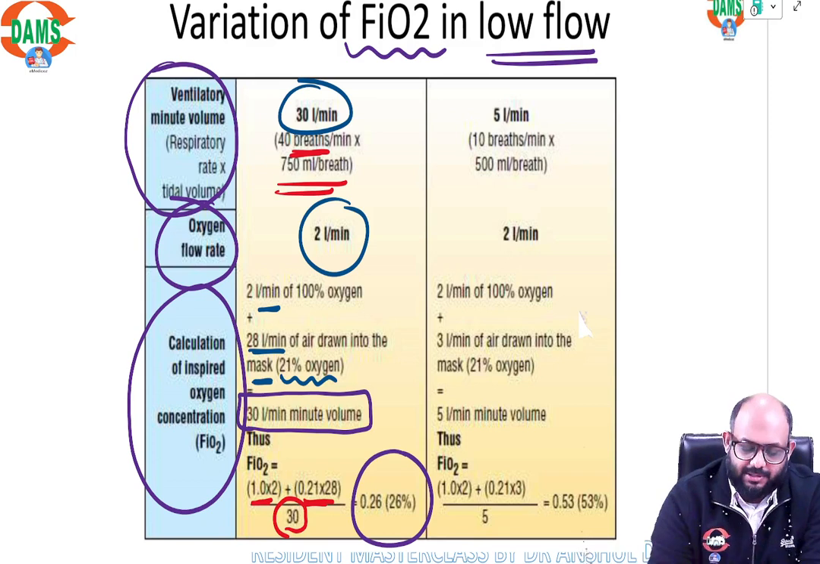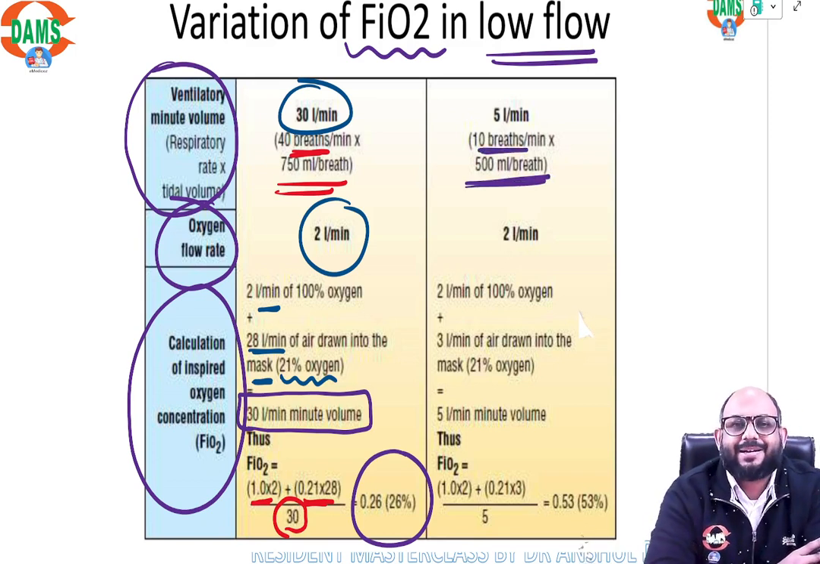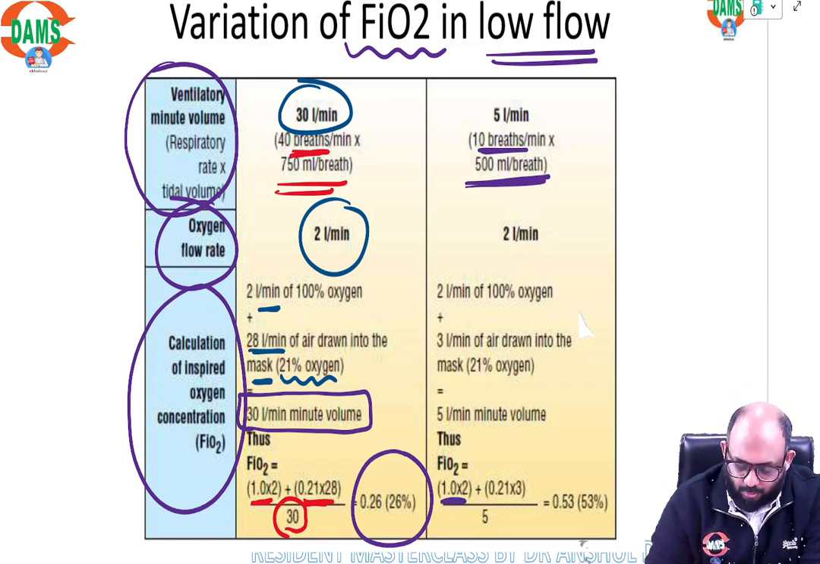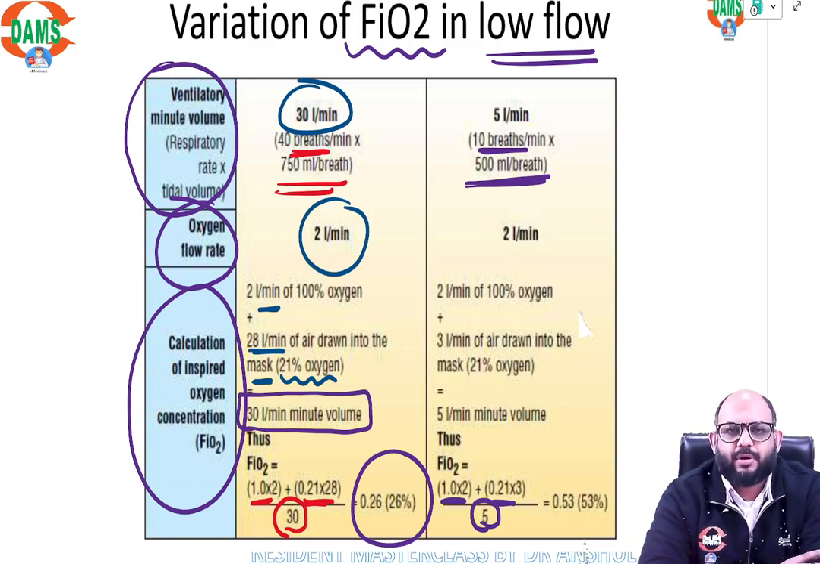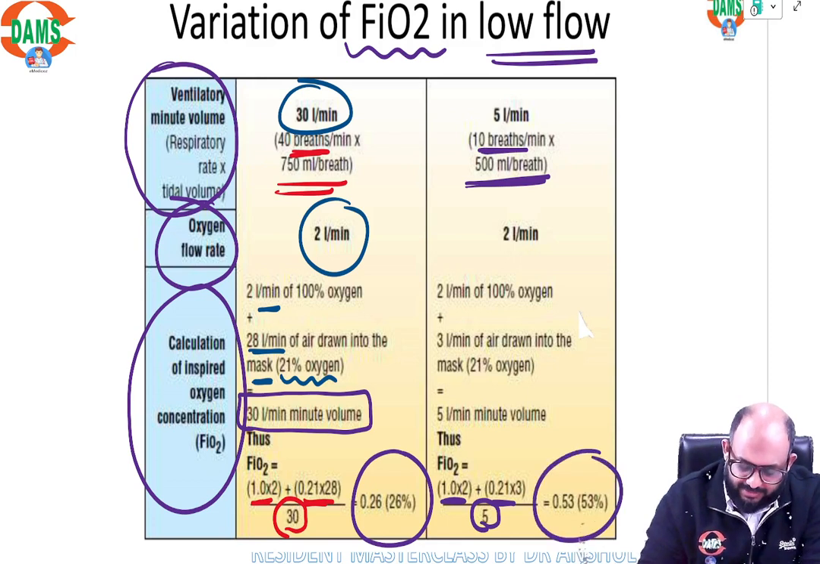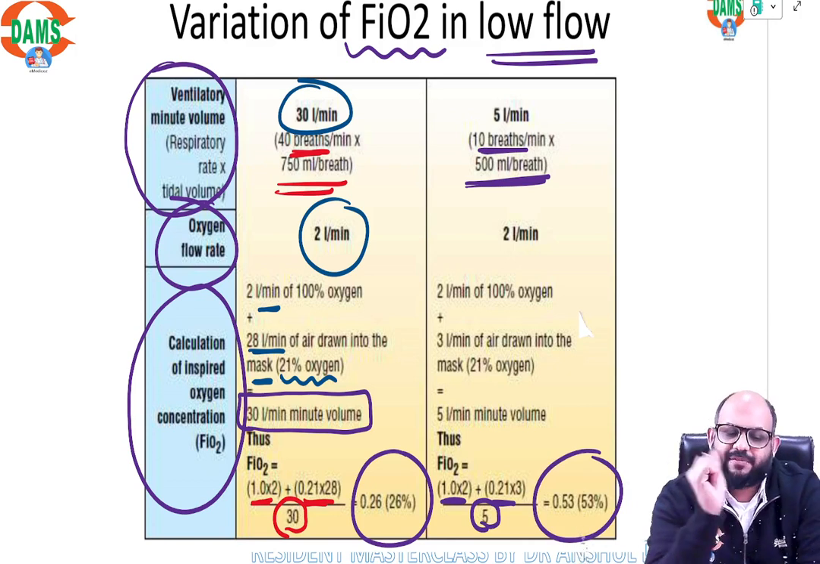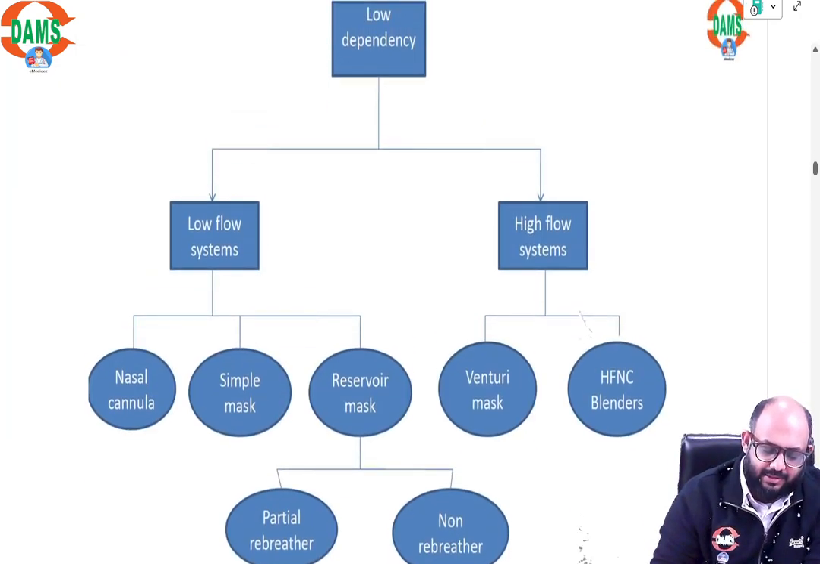But suppose the patient is breathing at 500 ml per breath and 10 breaths per minute. Then the same calculation will change. Now 2 times 1, plus 0.21 times 3, divided by 5, because the total flow rate is now 5. Now it becomes 53%. So the same flow rate of oxygen gives variable FiO2. These are the variable flow devices, or variable oxygen delivery devices.